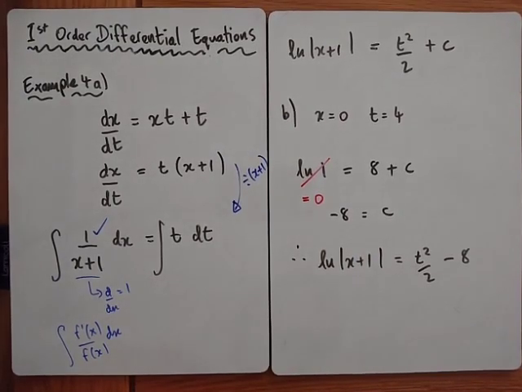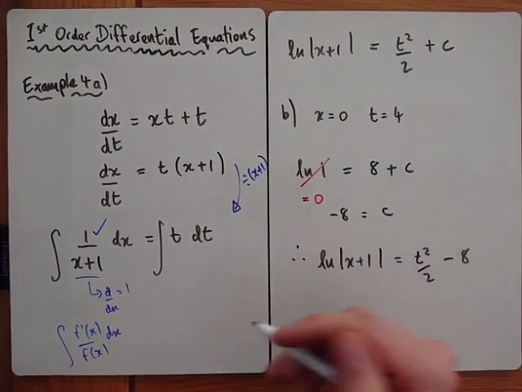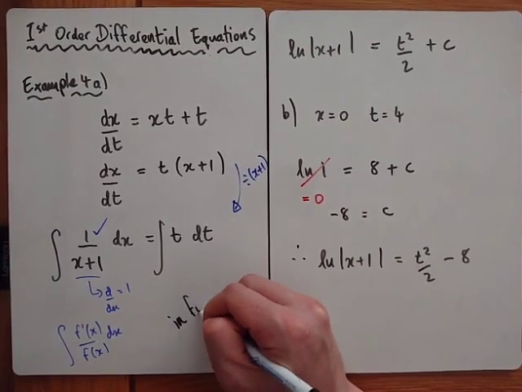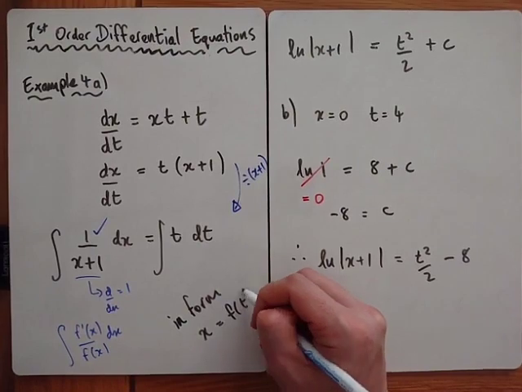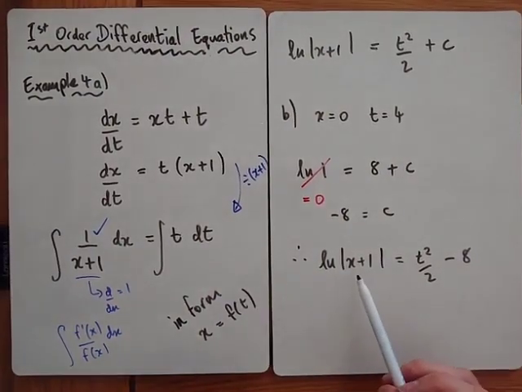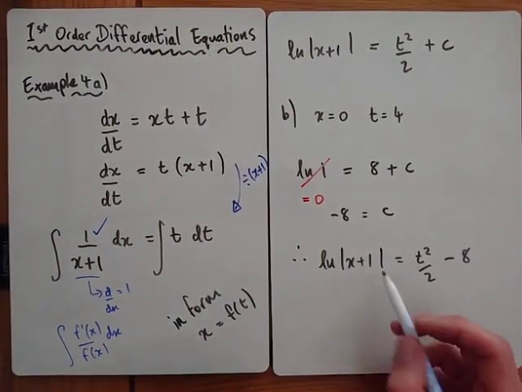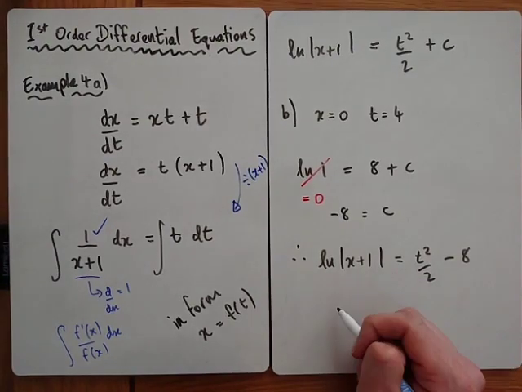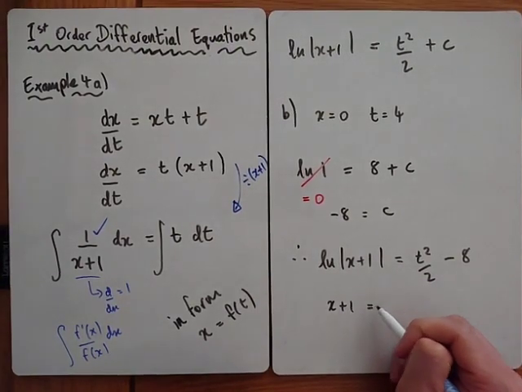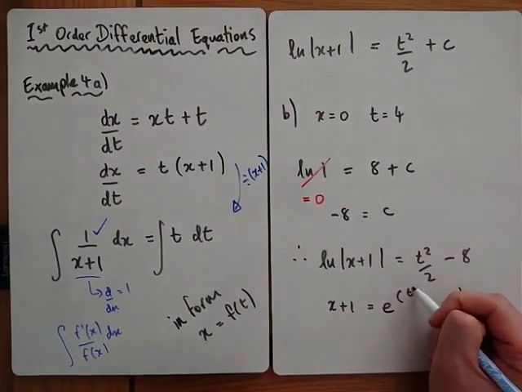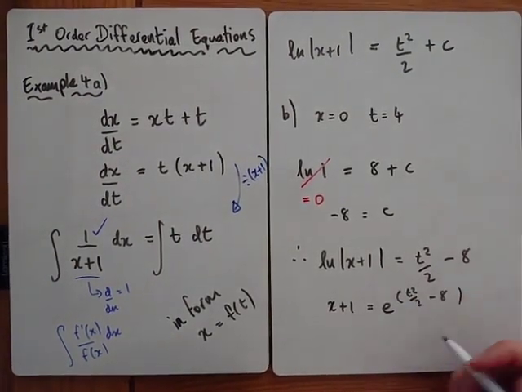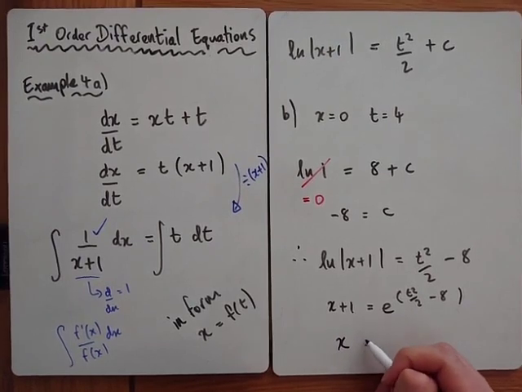And we have rearranged this to get it in the form x is equal to a function of t. So if we are going to do this, we will have to take the exponential. So we'd have x plus 1 would equal the exponential of the right hand side, which would be t squared over 2 minus 8, and then subtract 1.